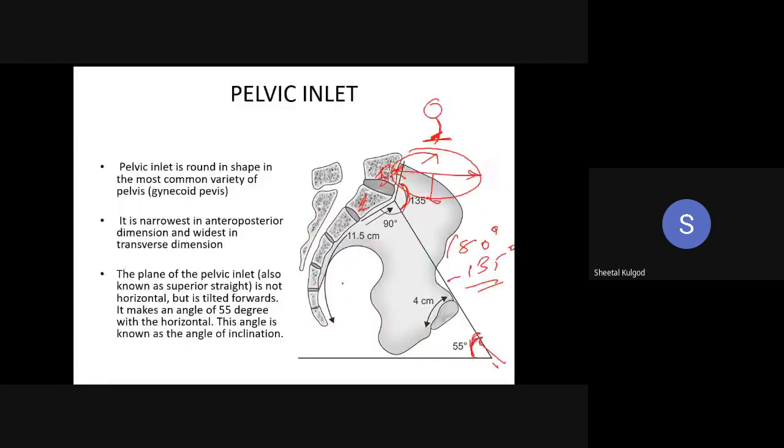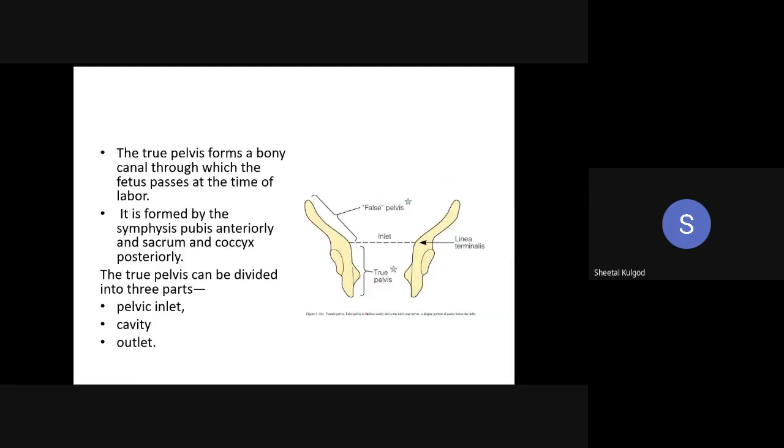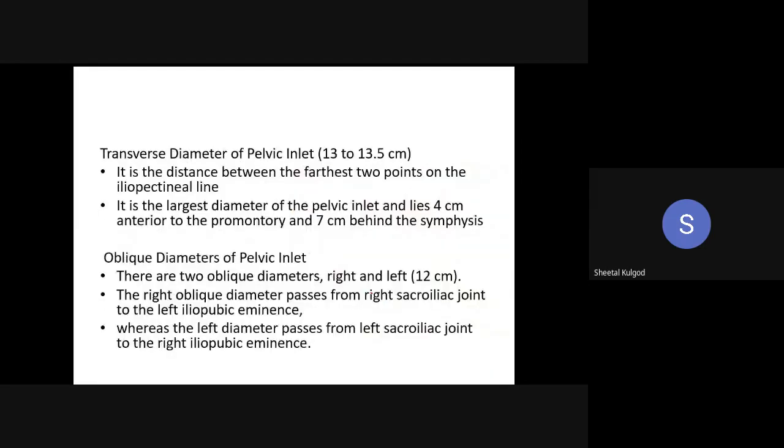As you can see in this figure, the right or the left oblique diameters depend on which iliac bone they are arising from. Okay, so this is the right. I'm unable to draw it here. Okay, so this is the right oblique diameter, and this is the left oblique diameter. Got it? So that's about the diameters.